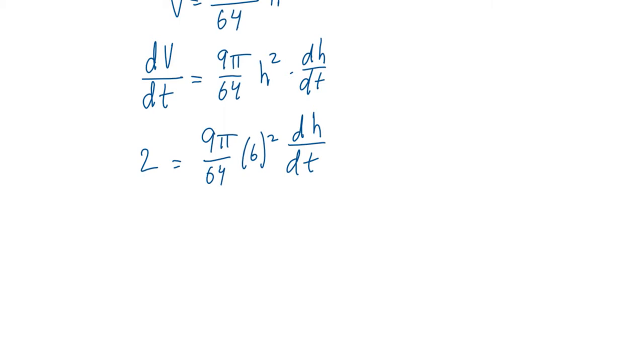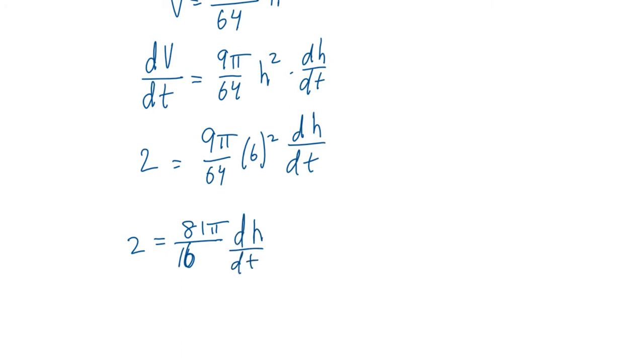Now I can do 9 times 36, which is 6 squared, obviously. And that's 324 over 64. And if you can do all of that kind of at once and simplify, that's a good thing to do. So I get 2 equals 81 over 16, so 81 pi over 16 dh by dt.